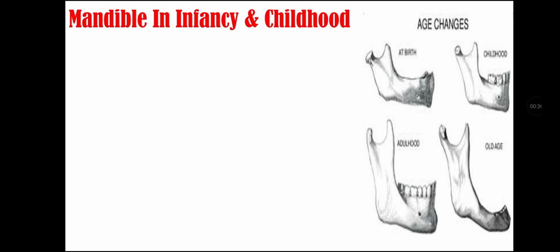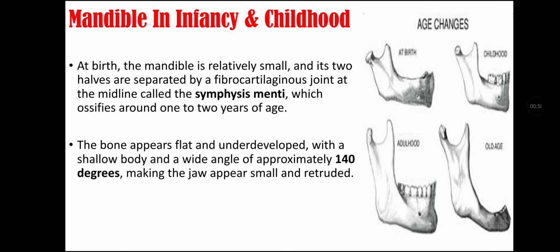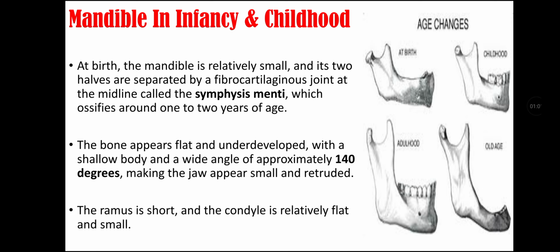Mandible in infancy and childhood. At birth, the mandible is relatively small and its two halves are separated by a fibrocartilaginous joint at the midline that is called symphysis menti, which ossifies around the age of 1 to 2 years. The bone appears flat and underdeveloped with a shallow body and wide angle of approximately 140 degrees, making the jaw appear small and retruded. The ramus in infancy or during childhood is short and the condyle is relatively flat and small.